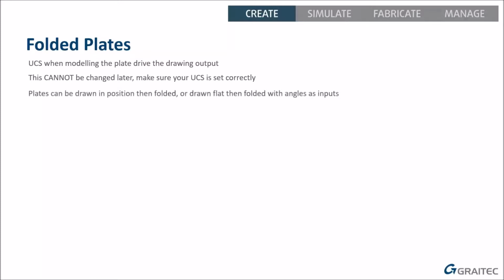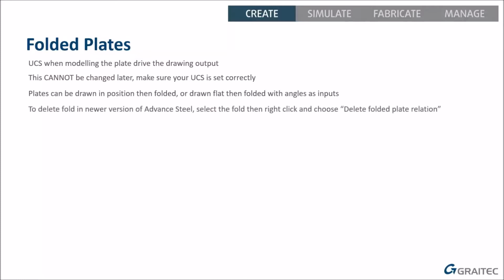Plates can be drawn in position and then folded, or you draw all your plates out flat and then you fold them up and you put the angles in. So I'm going to show you both of that. Now, if you guys have been using Advanced Steel for quite a few years, I think it was 2018 it changed.